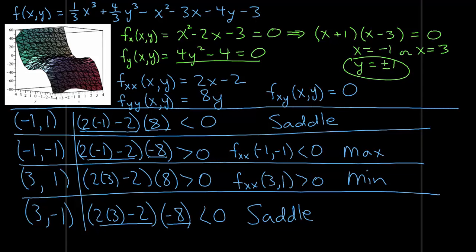Now to actually get the maximum value, to actually get the minimum value, you would need to plug these points back into the original. So if I actually wanted to find out what the maximum value at negative 1, 1 is, I would plug it back up here into the function. If I wanted to find the minimum value, I'd plug in the 3, 1 back into the function.